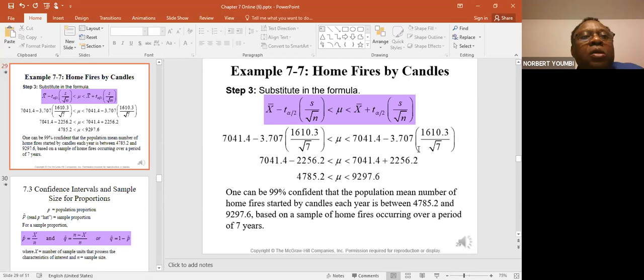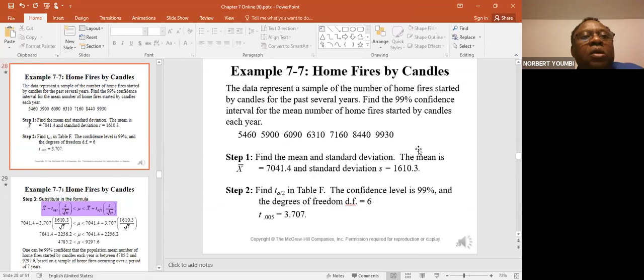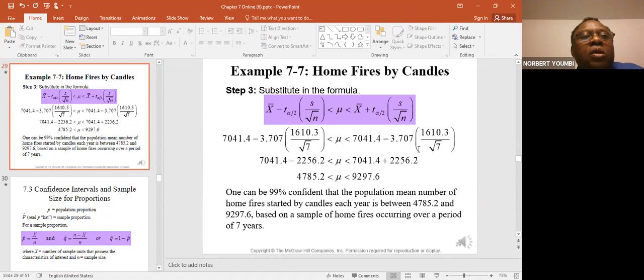interval for the number of home fires started by candles. The average number of home fires started by candle is between 4,785 and 9,298.